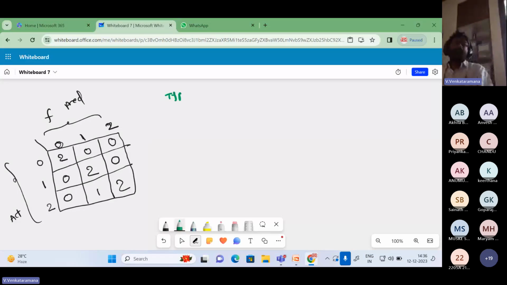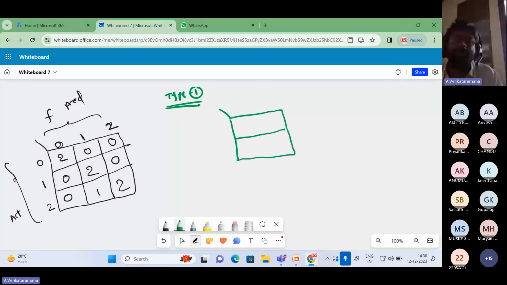Done. So 2 cross 2. 0 means negative, 1 means positive. Here, positive means type 1 criteria, so positive means the type 1 penguin. What do we mean by negative? Either 0 or 2. That is called a negative. Like that you have to prepare. Now I am working on the type 1 penguin.